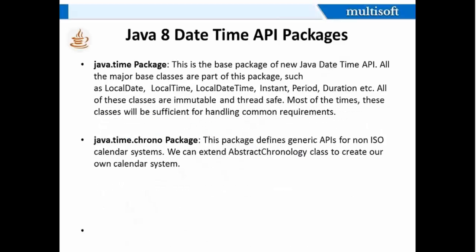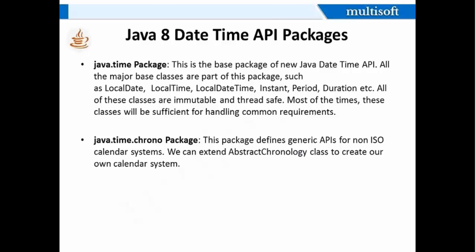Here we will discuss the date and time packages. This is the base package. The major base classes in this package are LocalDate, LocalTime, LocalDateTime, Instant, Period, Duration, etc. All these classes are immutable and thread safe. Most of the time, these classes will be sufficient for handling common requirements.